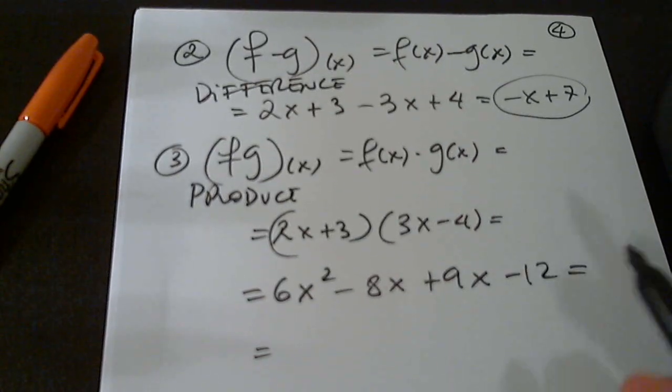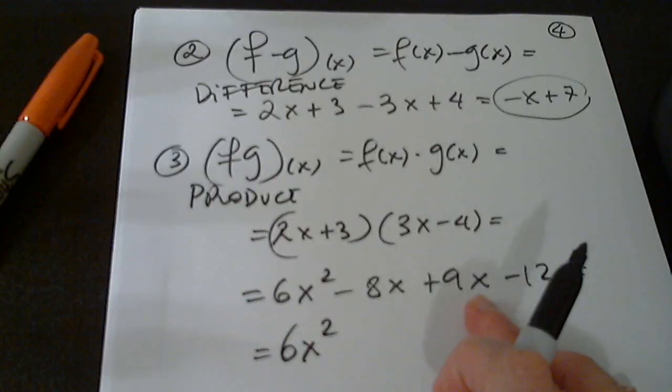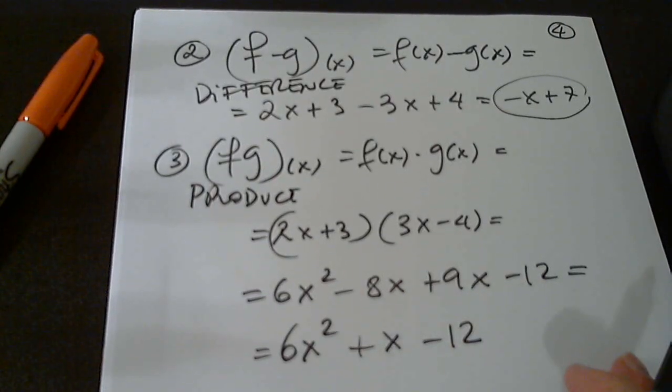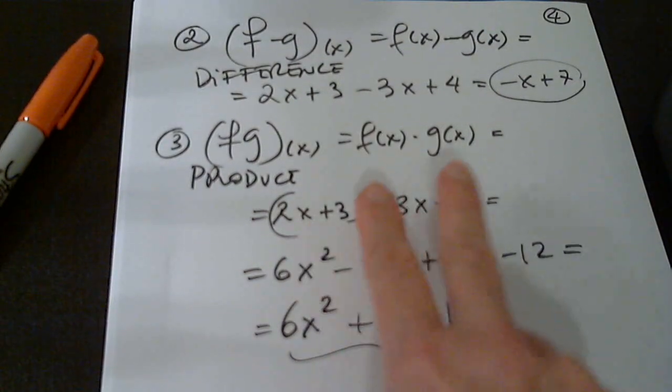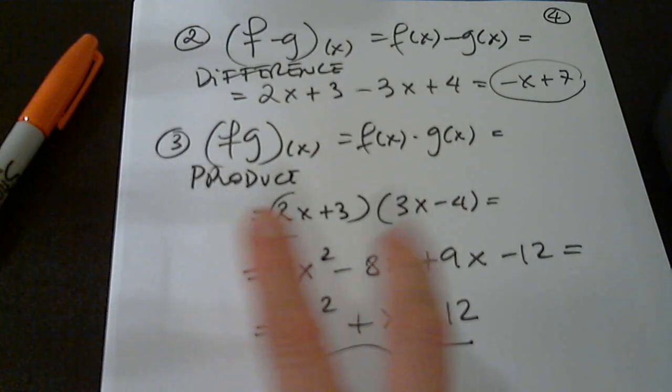And I combine like terms. This is 6x squared, and this is 9 apples minus 8 apples, so it's positive x and minus 12. What is this? It's a totally new function. So from two given functions, I multiply them to get a new function, which is the product of those two.